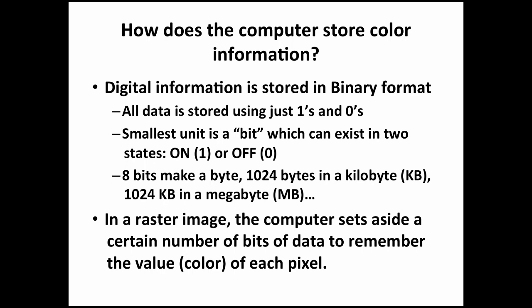A group of 8 bits makes up something called a byte. 1024 bytes makes up a kilobyte. 1024 kilobytes makes up a megabyte, 1024 megabytes makes up a gigabyte, and so on with terabytes and other measures of computer storage. When you create a raster image, the computer has to set aside a certain number of bits of data to remember the value or the color of each pixel.